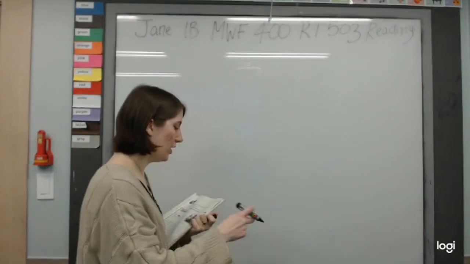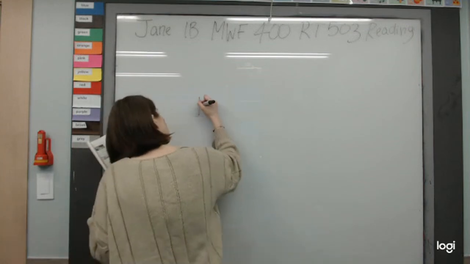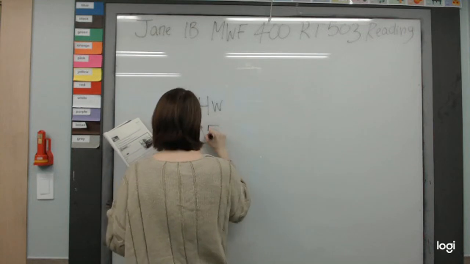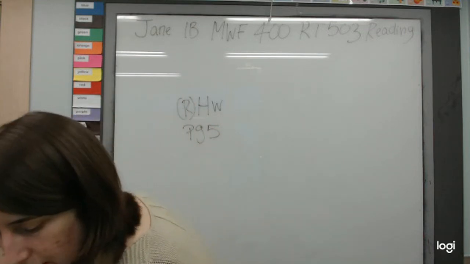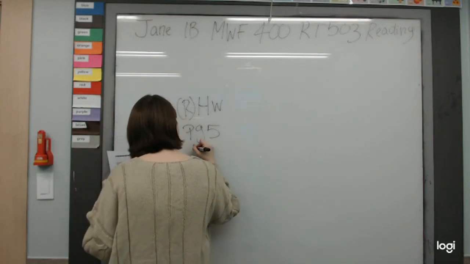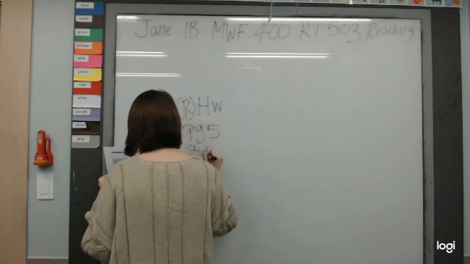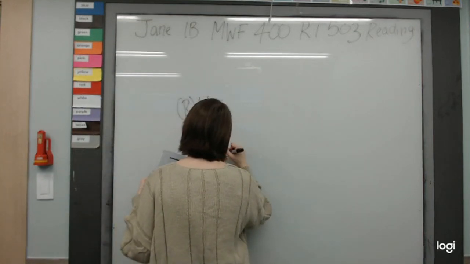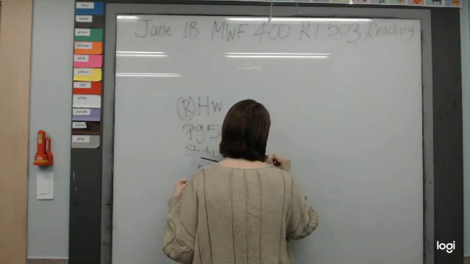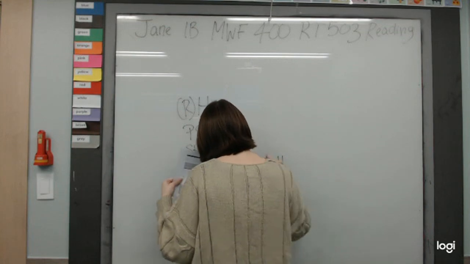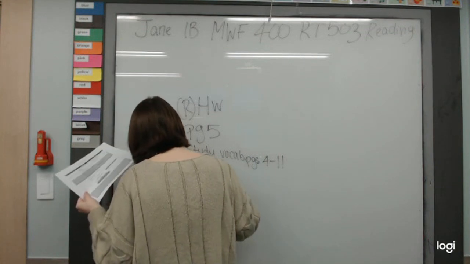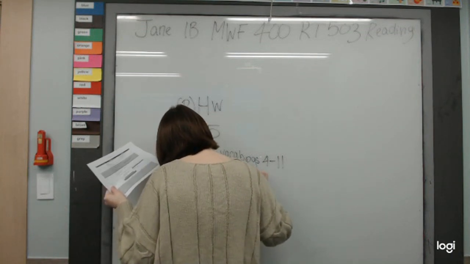All right? So for homework, do page 5, all right? So you want to answer the question on page 5. Study vocab up to page 11. So study vocab, pages 4 to 11. All right. And read the book again with the CD. So read the book again with CD.